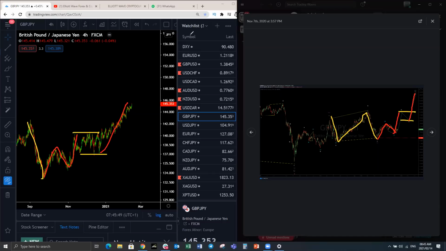So the structure here, if you look from when it was forecasted, this was a WXY corrective structure. It was a three-wave structure that we were looking for. It is exactly how it is now playing out, a WXY corrective structure. When was this forecasted? A year ago. And this currently has already made over 1,300 pips to the upside.